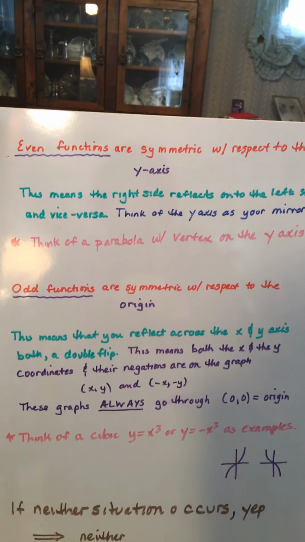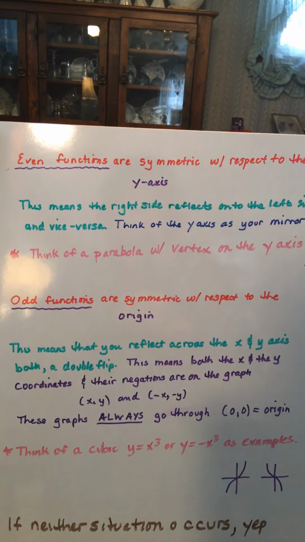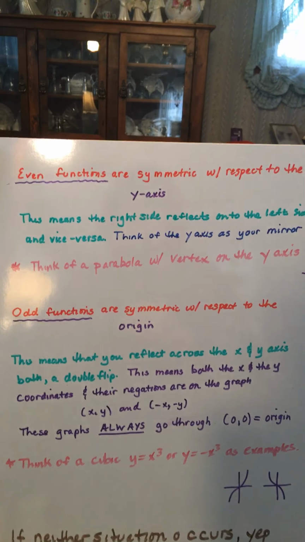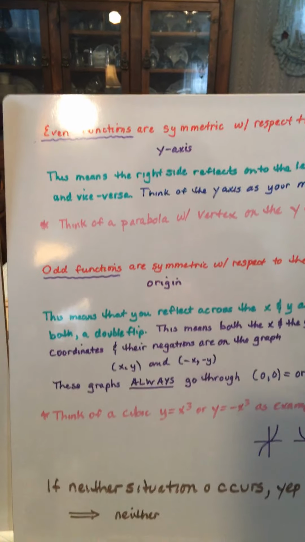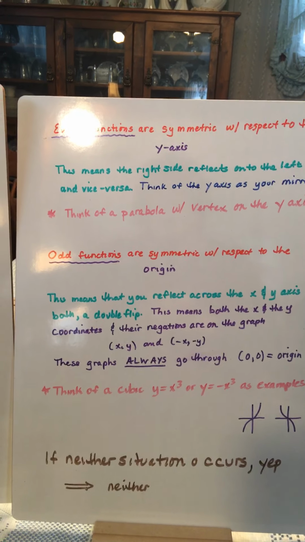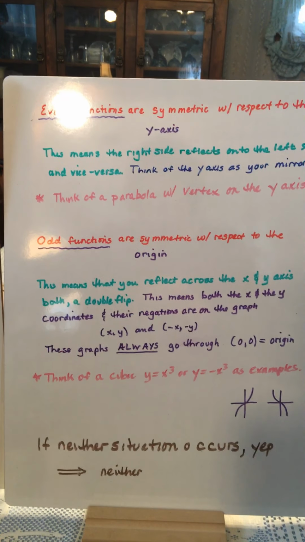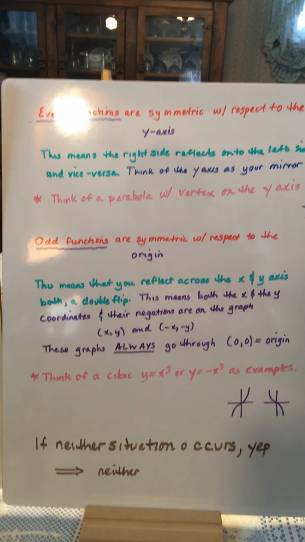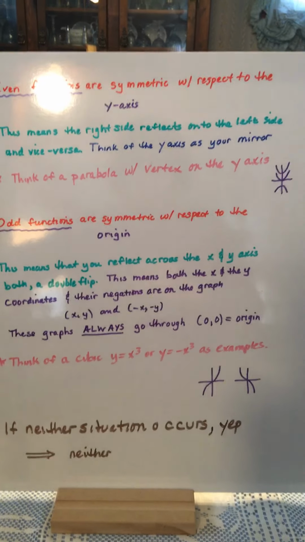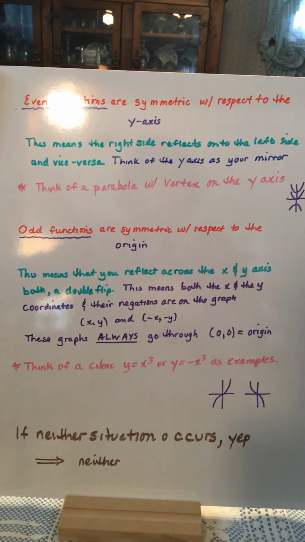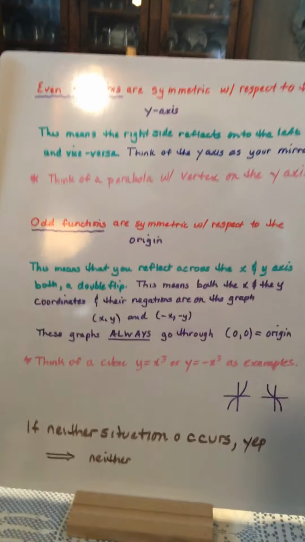Odd functions are symmetric to the origin. This means that you reflect across the x and the y, both a double flip. This means that both the x and y coordinates and the negations of these coordinates are on the graph. What that means is that if I have, for example, 2, 3, then I also have negative 2, negative 3. These graphs always go through the origin, and I want you to think of y equals x cubed and y equals negative x cubed. If neither situation occurs, yep, it's going to be neither.